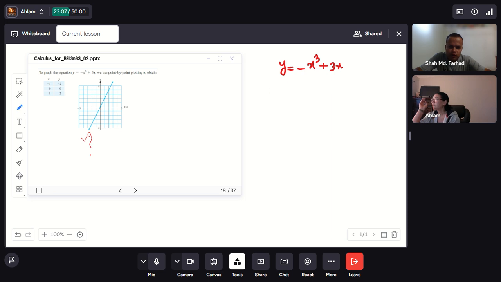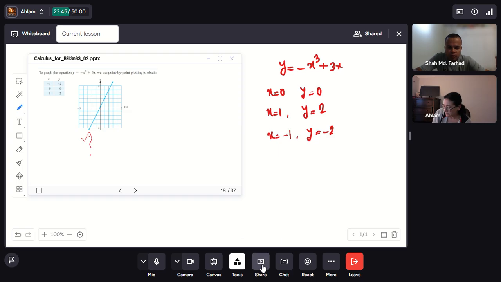If x equals 0, then we have y equals 0, right? For x equals 1, then we have y equals 2. Then for x equals negative 1, we have y equals negative 2.